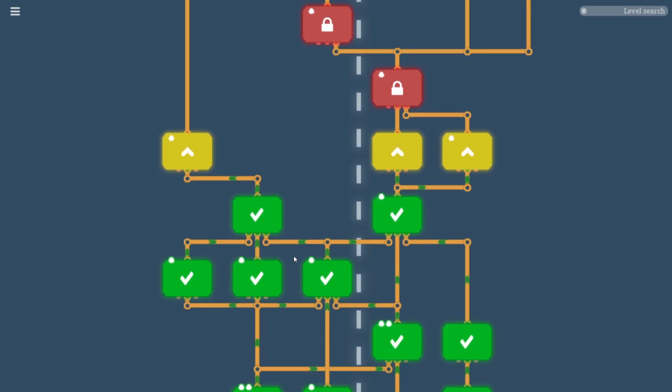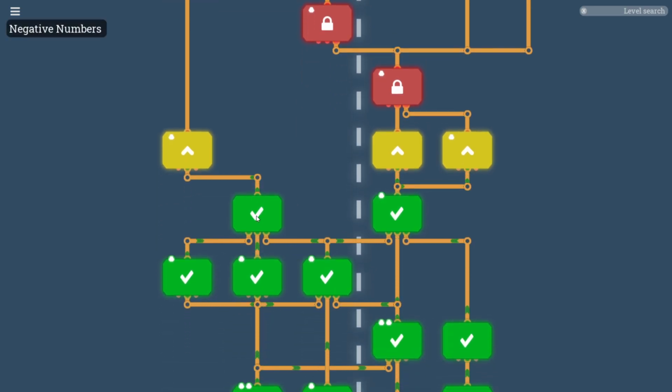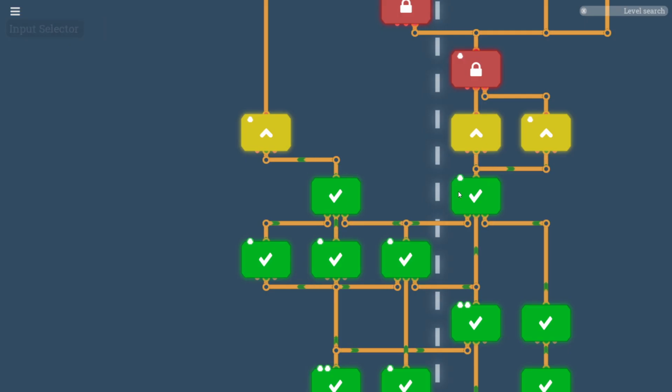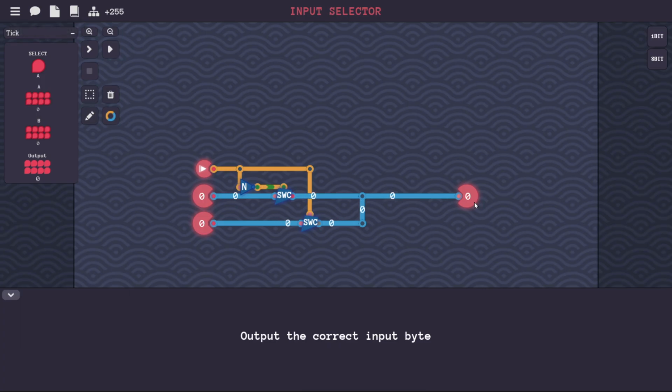In the previous class, we did these two levels. We saw how to represent negative numbers in binary, and we did this binary eraser. And we also did an input selector. So I would consider the previous class as a bit easy.